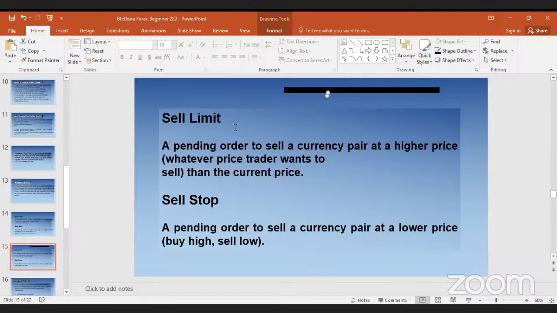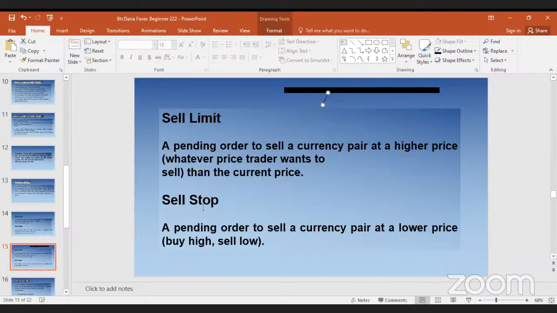Okay, so a sell limit is a pending order to sell a currency pair at a higher price. Our market is already here. It's already sold to this point. We want it to go back to this higher price again before it continues to sell. So that is what a sell limit is all about.